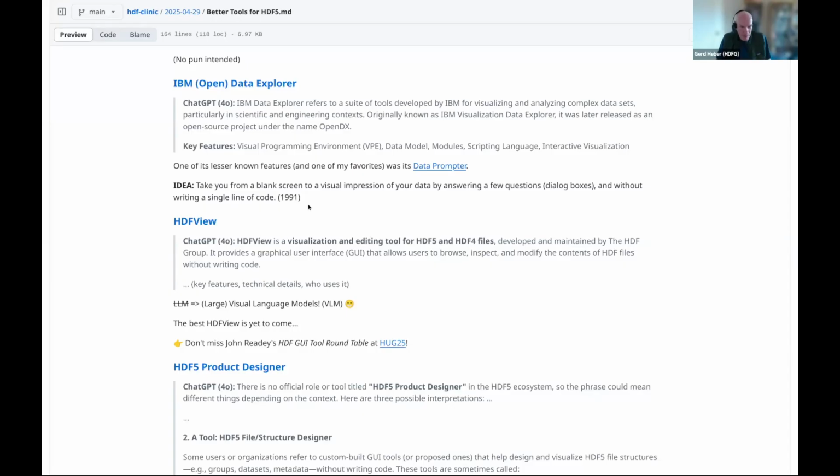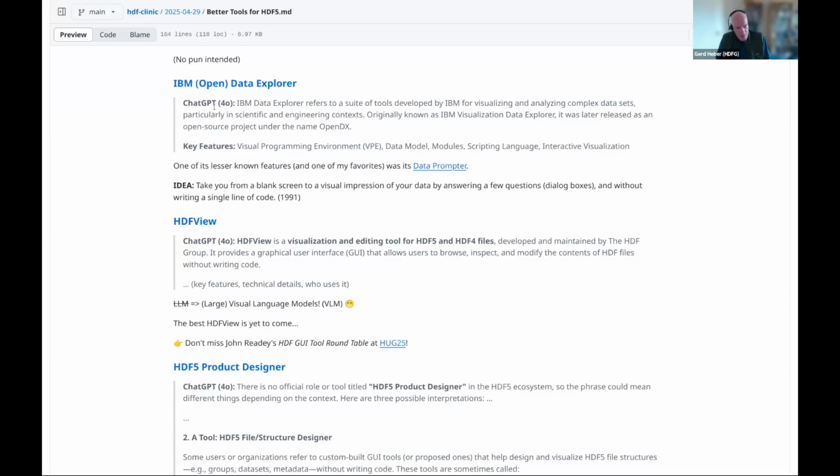First up, my example would be IBM's Data Explorer, or later they renamed it, they called it Open Data Explorer. And if you click there, you can read up all about it. Interestingly enough, ChatGPT knows about it, and the answer is perfectly in order. It also gives you a nice rundown of the key features of DX, and it even includes screenshots and things like that.